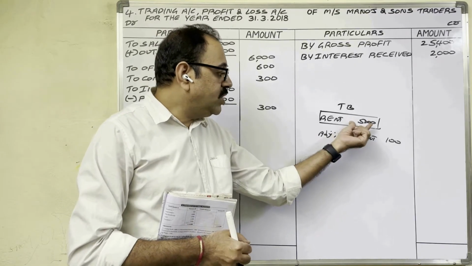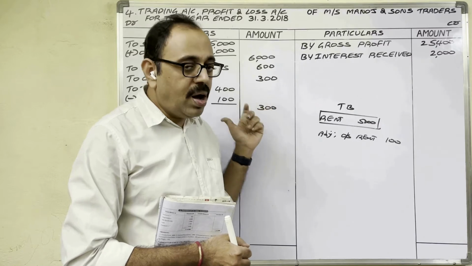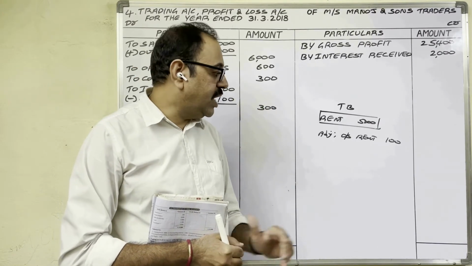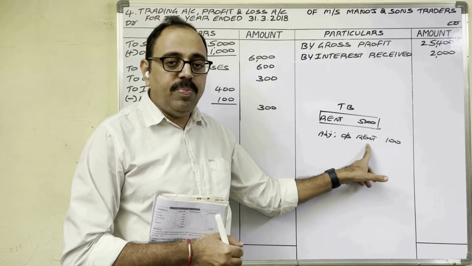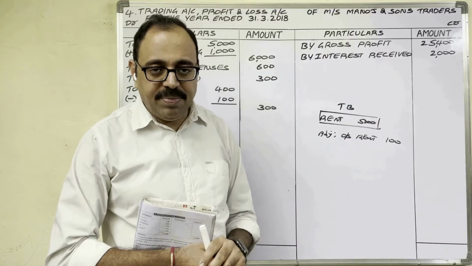So, 5000 plus 100 rupees, 5100, we have to show on the debit side of the P&L account. And in the balance sheet liability side, outstanding rent we have to pay. It is a liability, therefore under the liability side we have to show this 100.